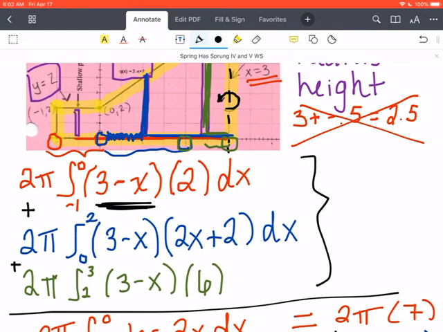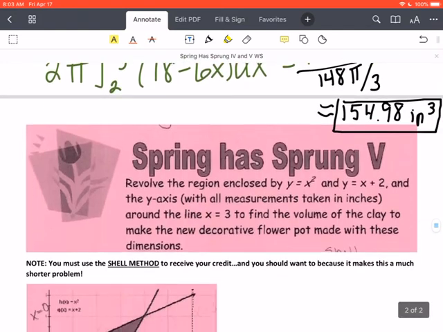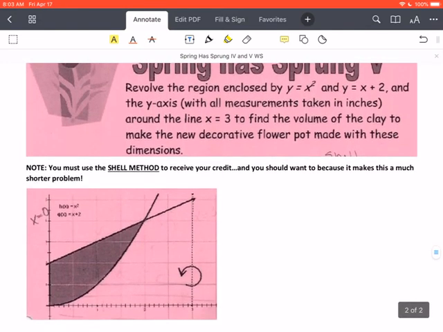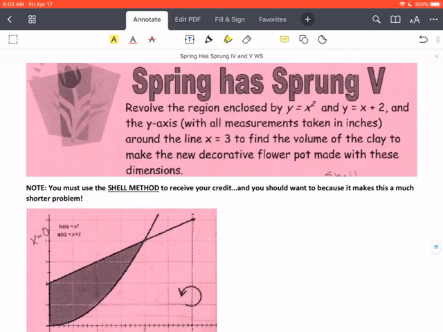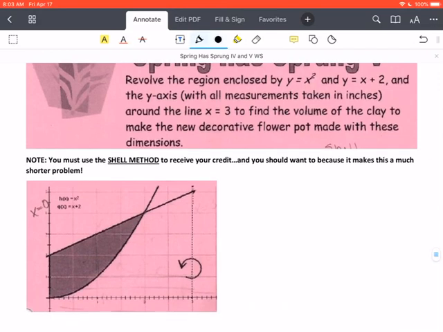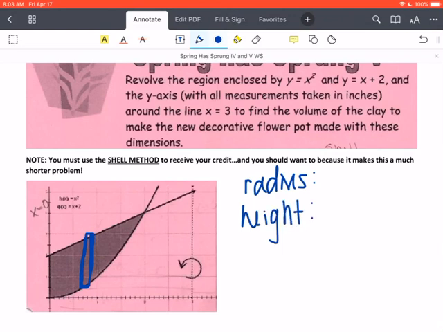Now on the second spring is sprung of the day, which you are going to do on your own, I am asking that you use shell method, so what you have to do is be very careful when you determine the height of your representative rectangle. You have two functions defining the height, so this is similar to when we use the washer method, but you need to make sure to establish what that radius is. And the height is going to utilize both functions. That's my big hint there.